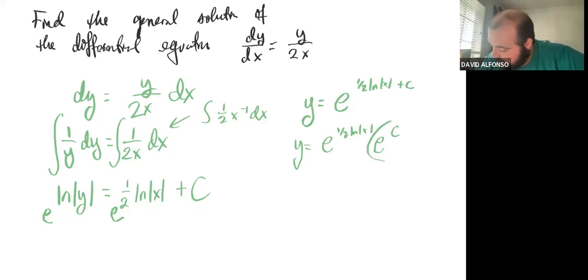this here is a constant. So to make it look nicer, you could call it something else. So why don't we call it a, but we'll say that a is equal to e raised to the c. But you can also, what else could we do? You could also do this.